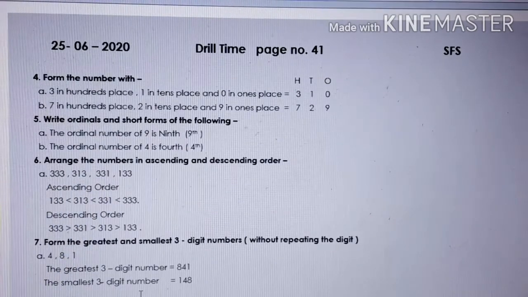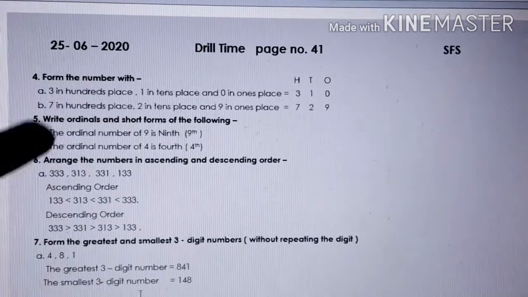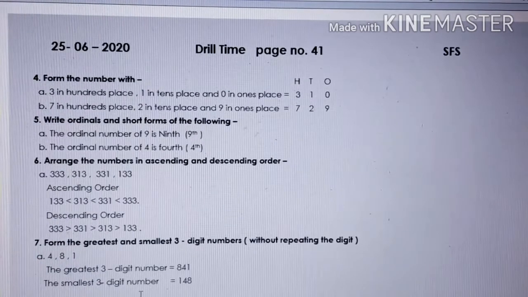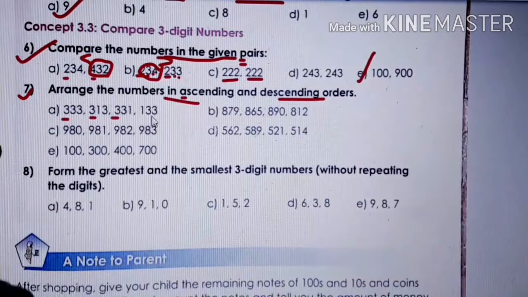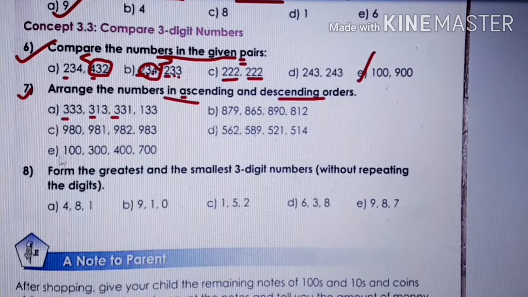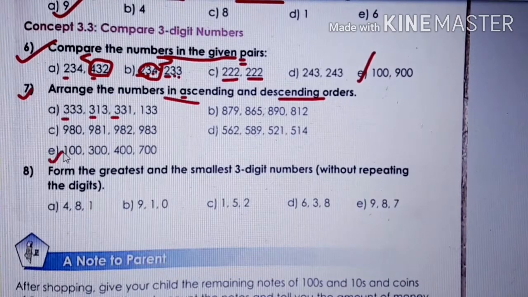You have to count the number of digits, compare the hundreds place, tens place and ones place. Is it clear? So this is how we have to arrange the numbers in ascending and descending order. You have to do up to E.